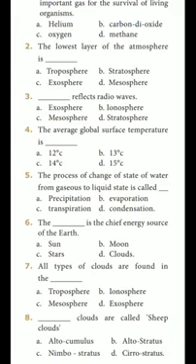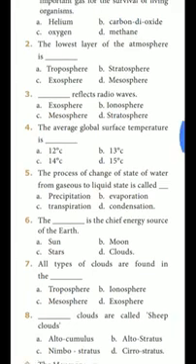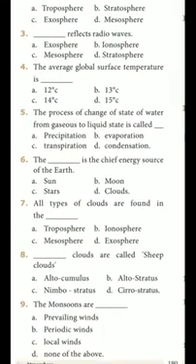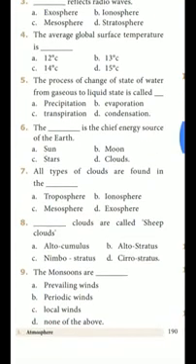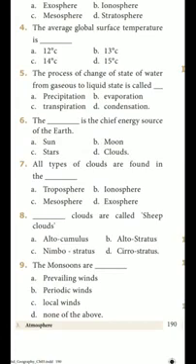Sixth one, the dash is the chief energy source of the earth. Option A, sun. Seventh one, all types of clouds are found in the dash. Option A, troposphere.